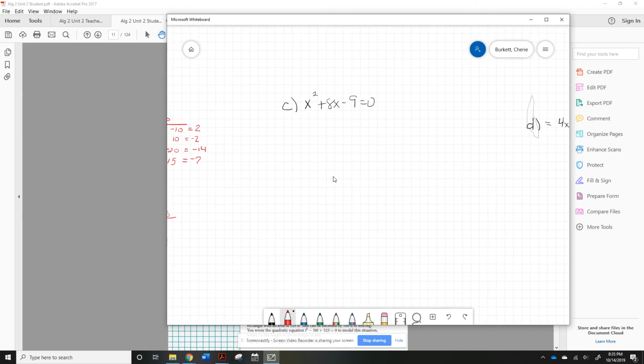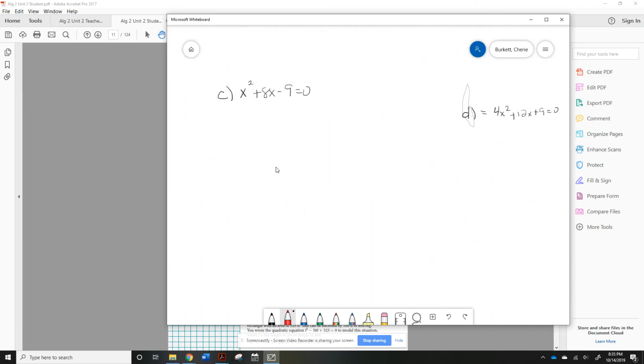All right, this one. Ooh, this is going to be the easy kind. How do we know it's the easy kind? This is the easy table. Why is it the easy table? Because of the leading coefficient of 1. So what goes at the top of the table?